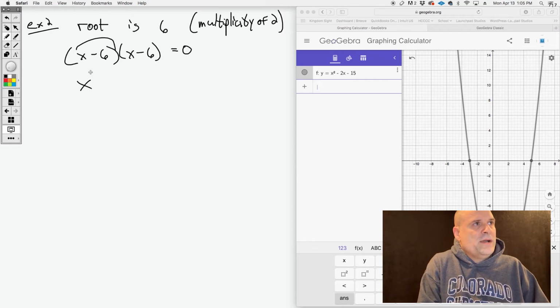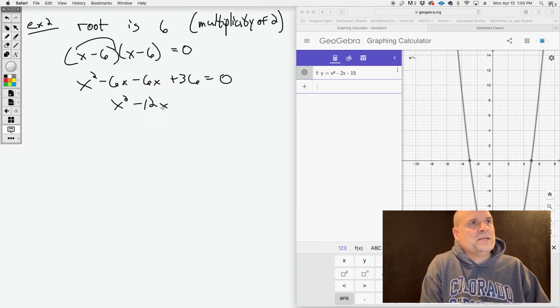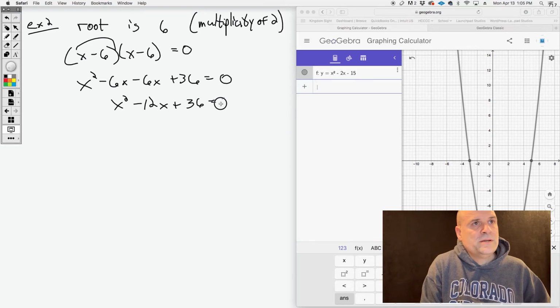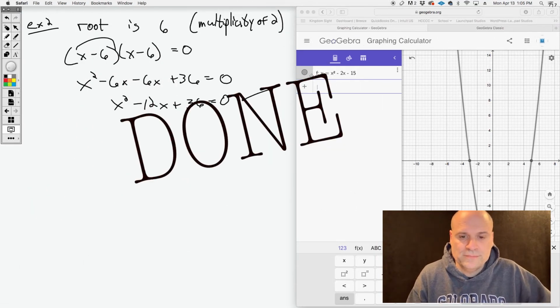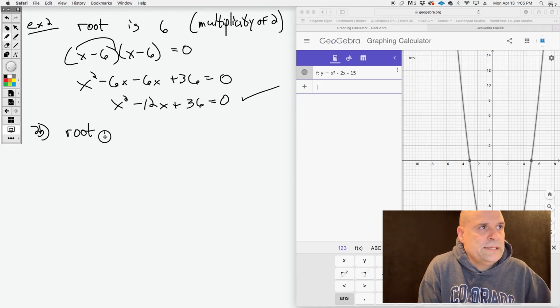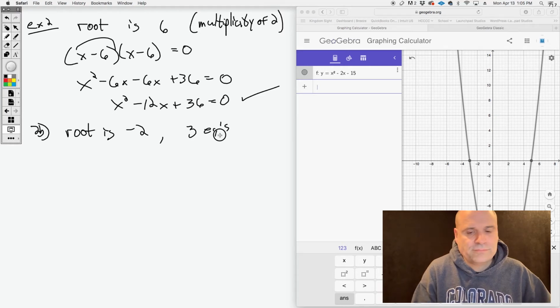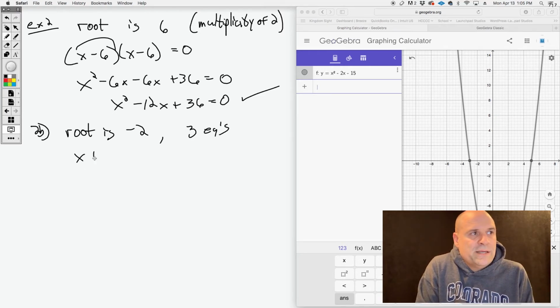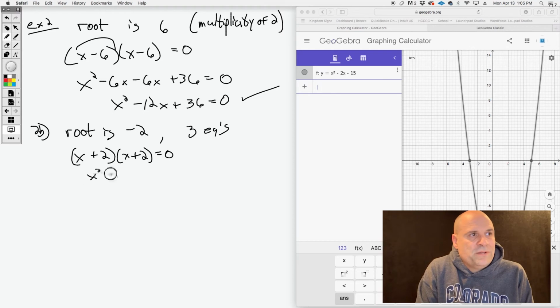You get x squared minus 12x plus 36 equals 0. Boom. Cool. All right, 2b says this. The root is -2. And then I want to write 3 equations again. So that means our basic equation is x plus 2 times x plus 2 equals 0. So that's just x squared plus 4x plus 4 equals 0.